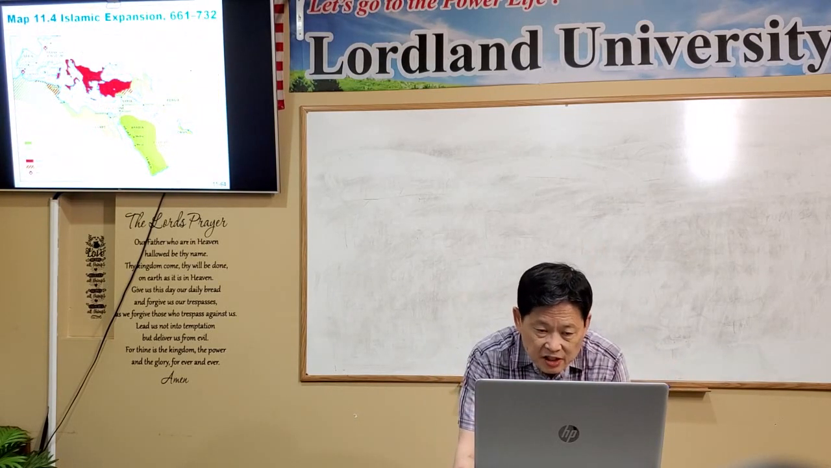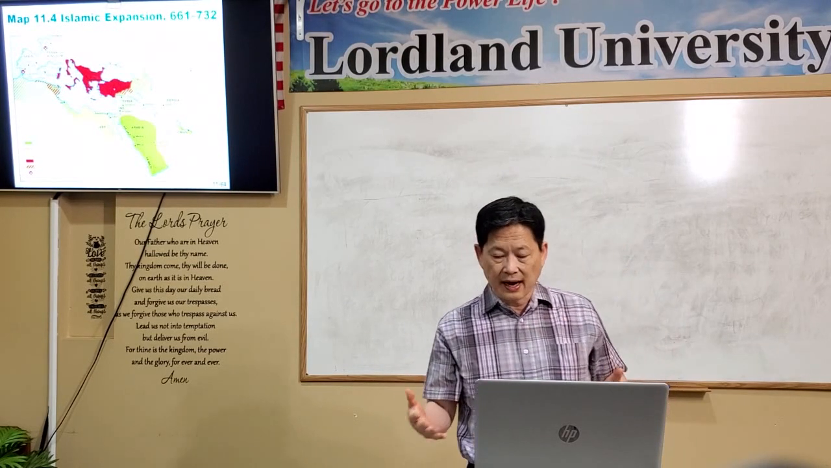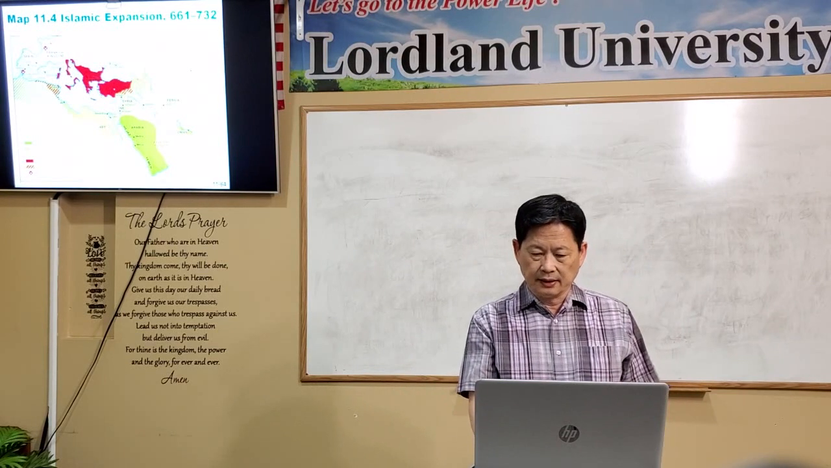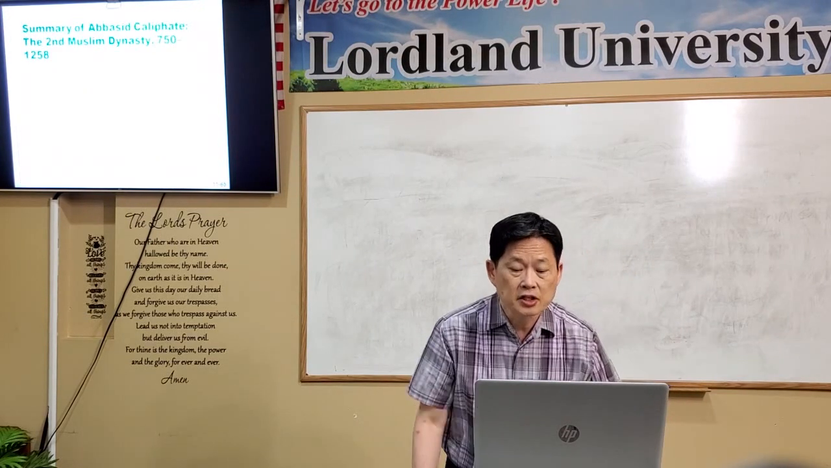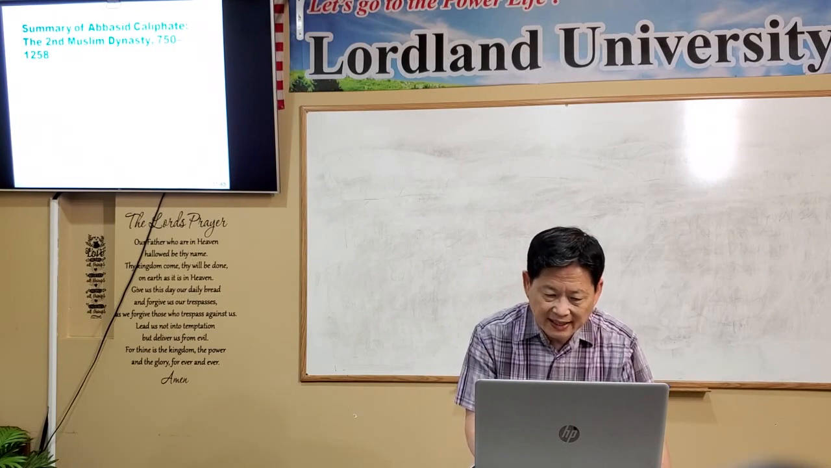Map 11-4 shows the Islamic expansions from 661 to 732. I have no time to explain in detail, so I skip. Okay, summary of the Abbasid Caliphate, the second Muslim dynasty.